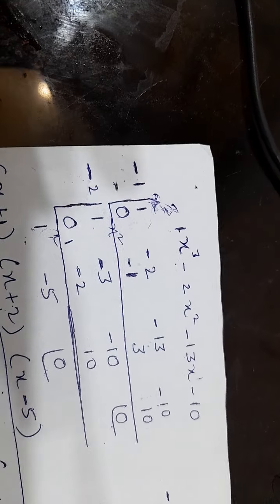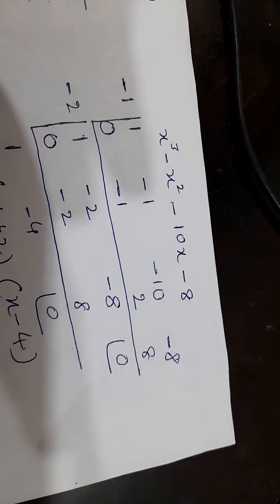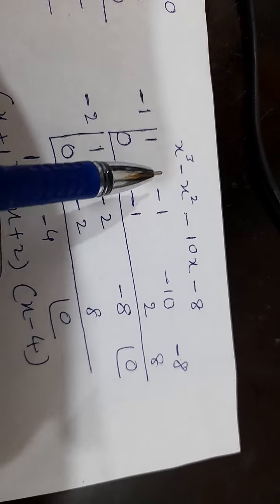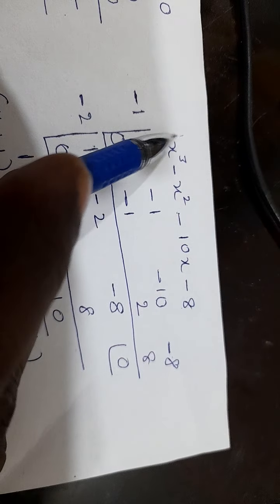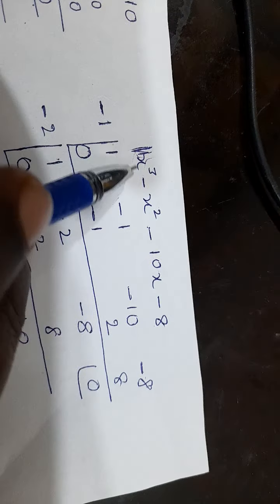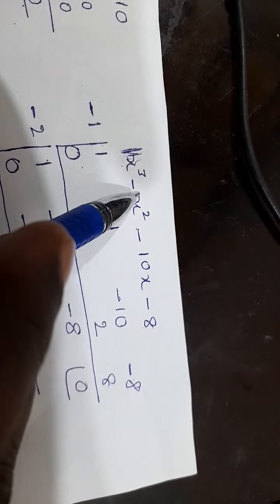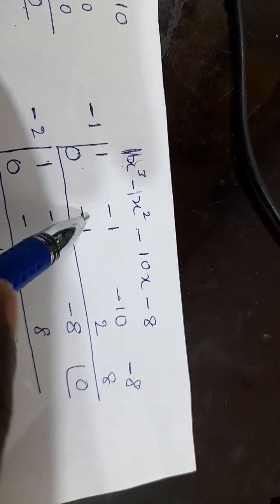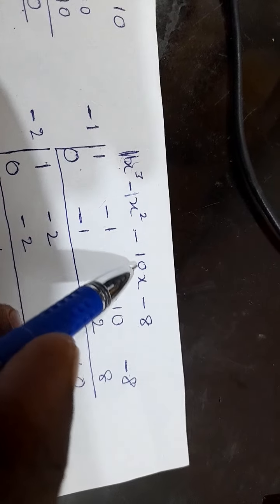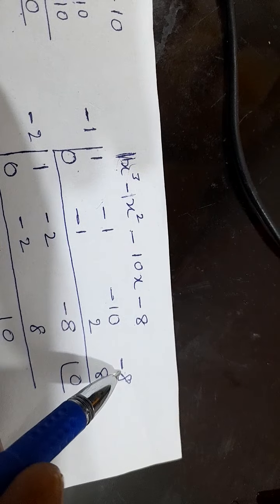In the same way, here also you see. Here also the x cube coefficient is 1. So here 1 you have taken. The x square coefficient is minus 1, so minus 1 I have taken. Here the x coefficient is minus 10 and the constant is minus 8.